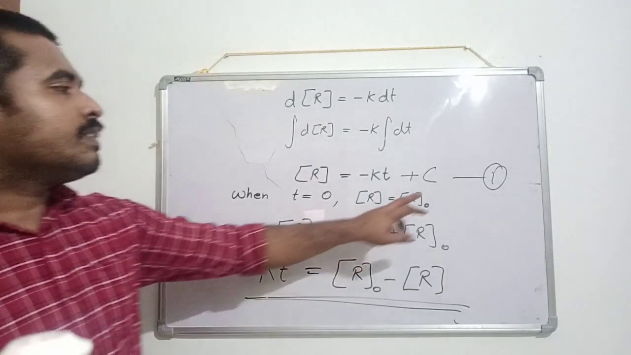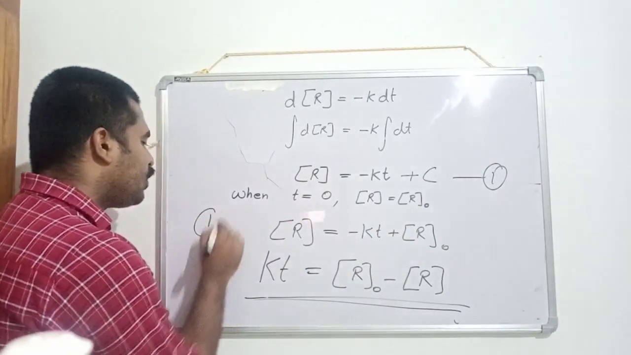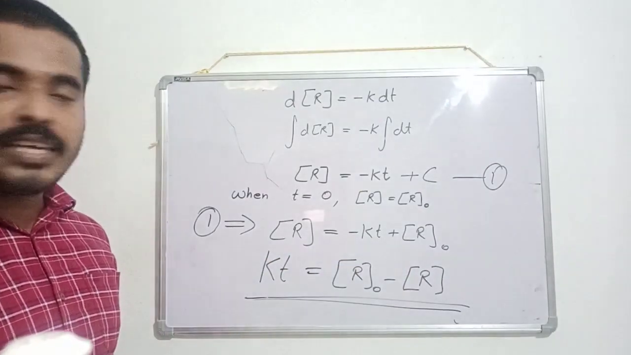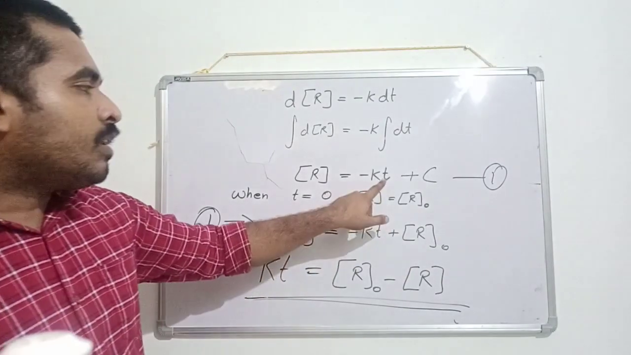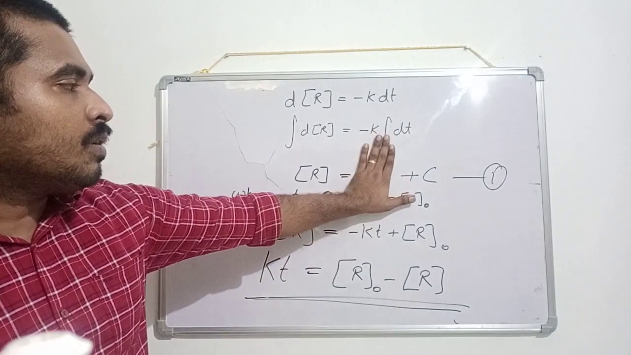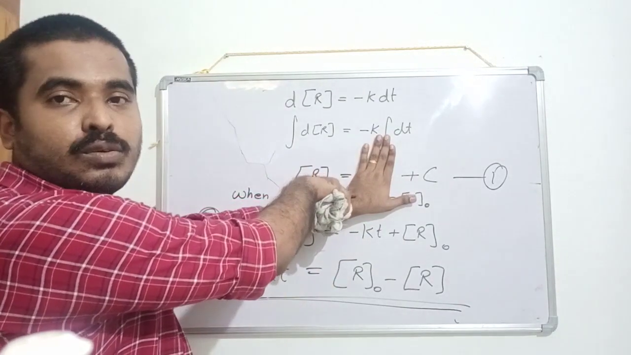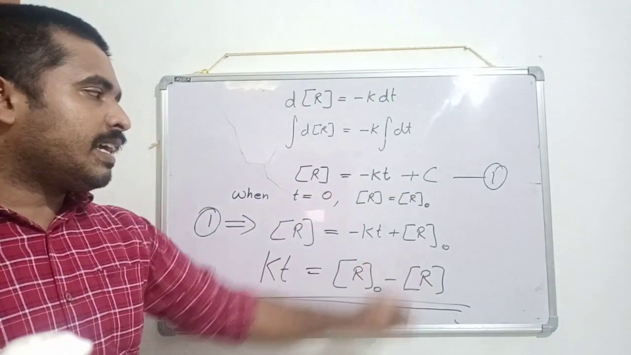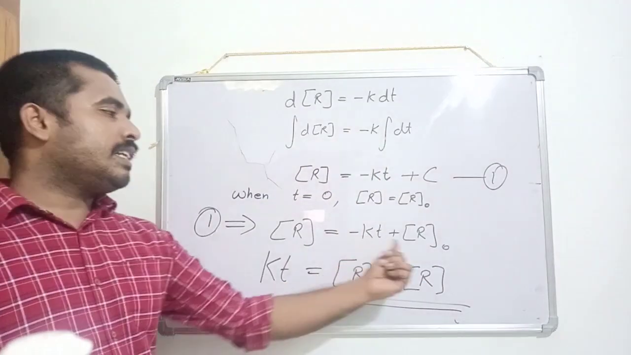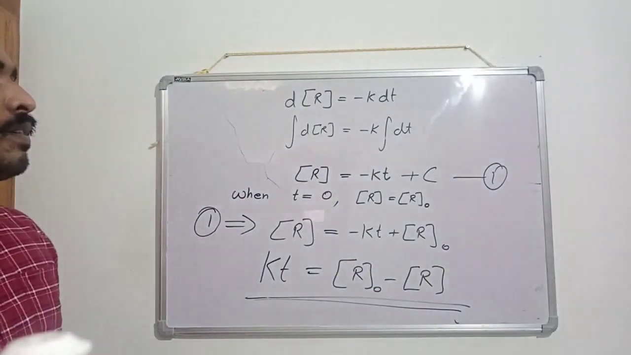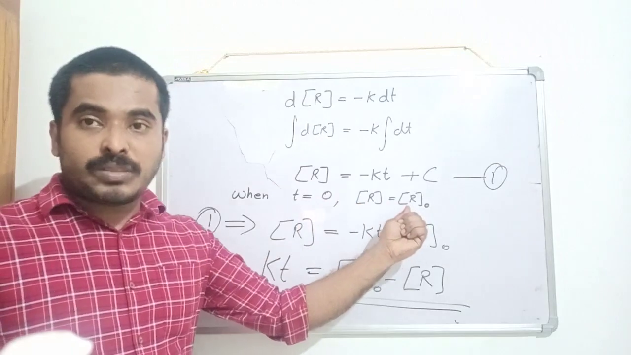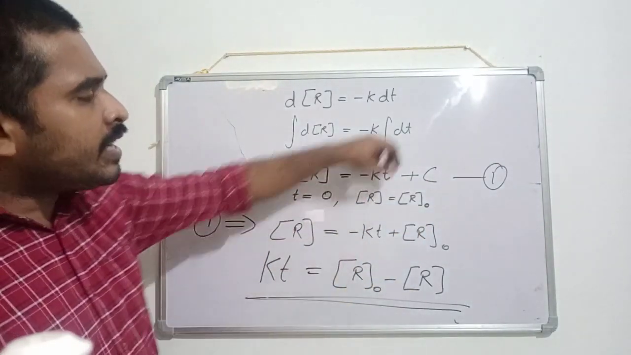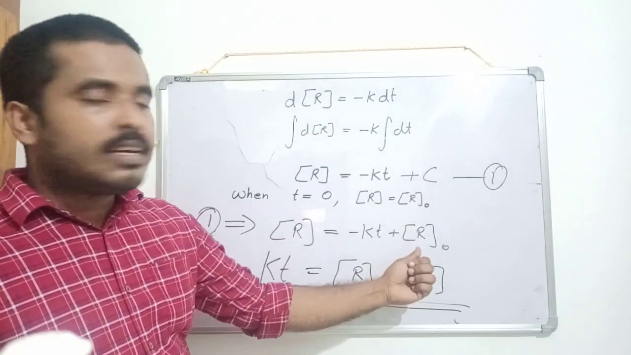How did we get it? How did we substitute? See, this equation 1 became this one. R equal to minus kt plus R0. Why? Because we already said when t is equal to 0, R we will write R0. So c will become R0. Isn't it? That's why we have written it like this. R is equal to minus kt plus R0. By applying this, we understood that this constant is nothing but the initial concentration. That's why instead of this constant, we have written R0.